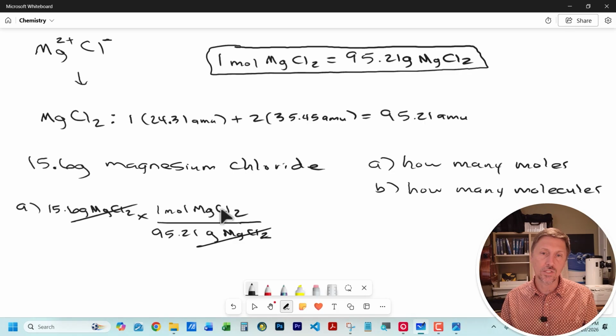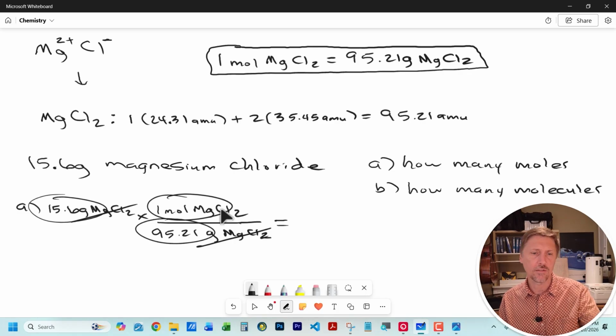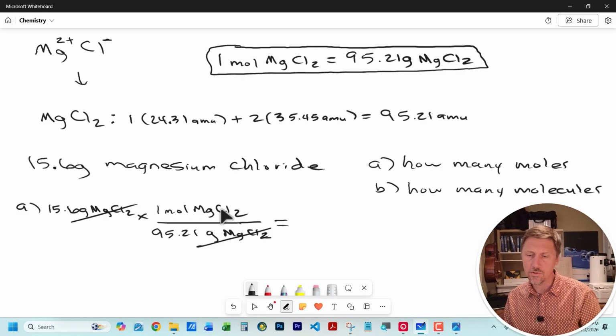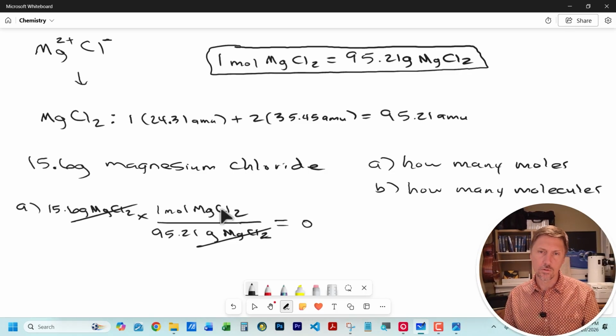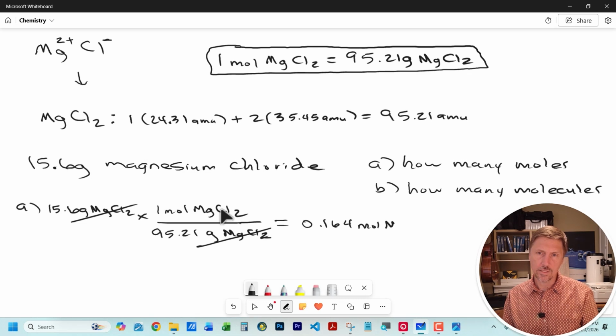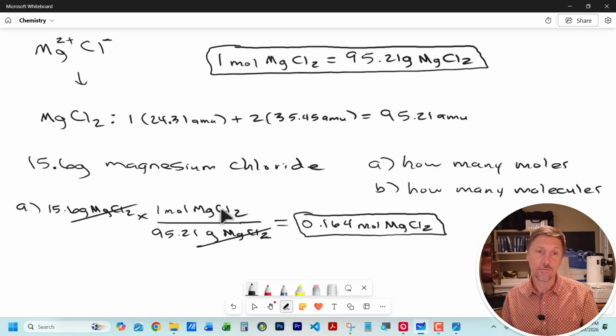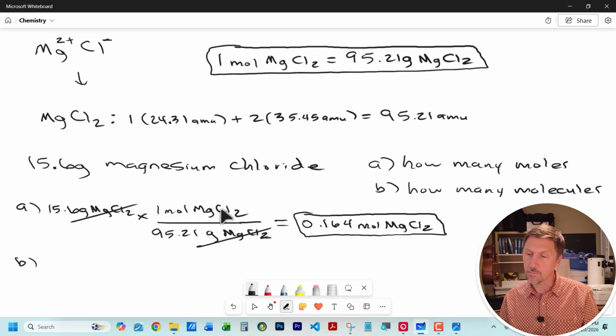And when you do the multiplication and division, in other words, taking this, multiplying it times 1, dividing it by 95.21, the value you end up getting is 0.164 moles of magnesium chloride. All right, that's how many moles of magnesium chloride we have. That's the answer to part A of this question. Now, what about part B?